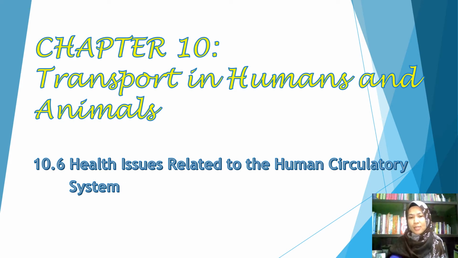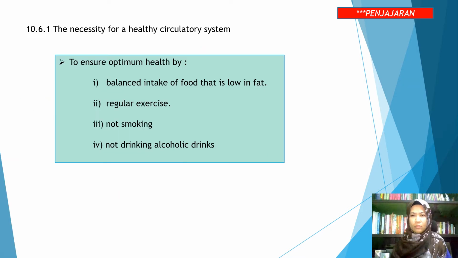For today's lesson, we will continue on the 6th content standard for chapter 10, which is health issues related to the human circulatory system. Okay, students, we have to maintain our healthy circulatory system. So what are the practices involved? These are examples of how we can maintain our healthy circulatory system.